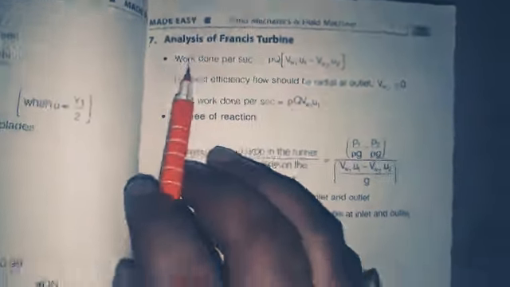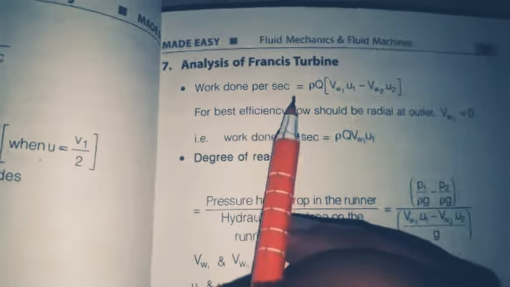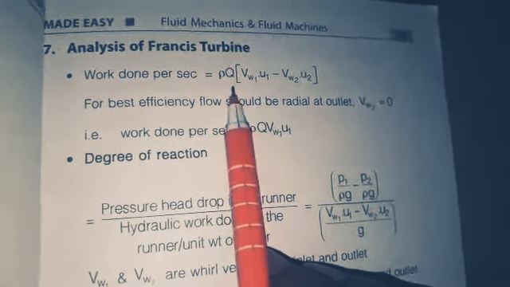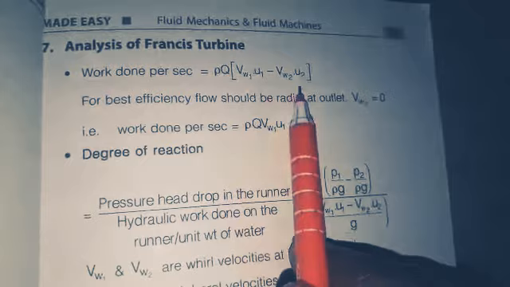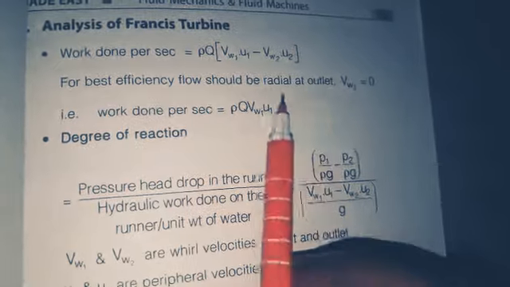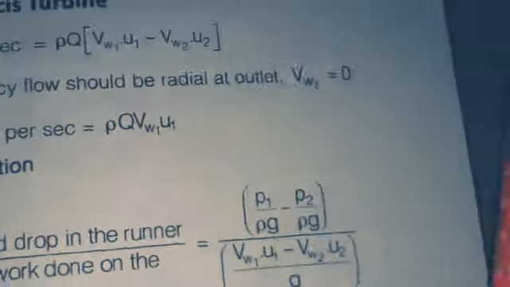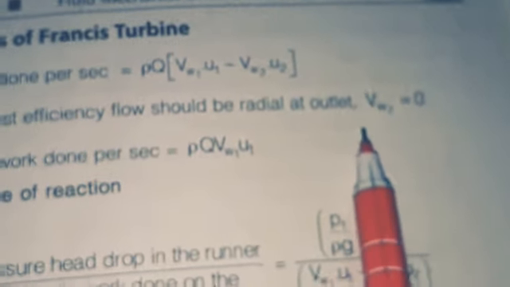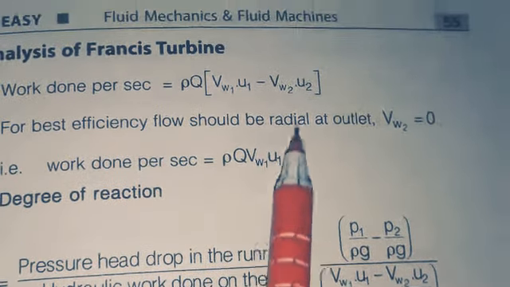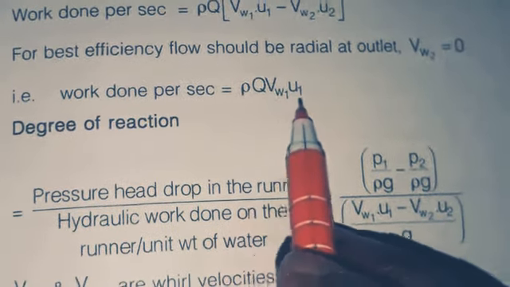Dear students, in this video we will start the analysis of Francis turbine. What happens in the case of Francis turbine? The work done per second is equal to rho Q (Vw1 u1 minus Vw2 u2). The best efficiency occurs only when, in the outlet velocity triangle, Vw2 becomes 0. Then the work done per second in case of Francis turbine is rho Q Vw1 u1.